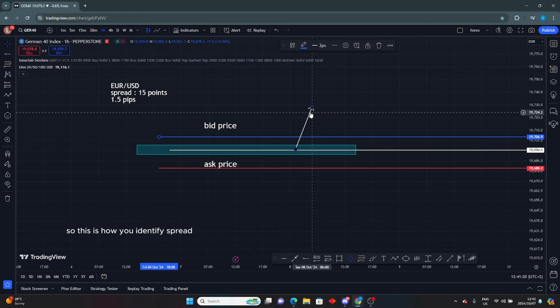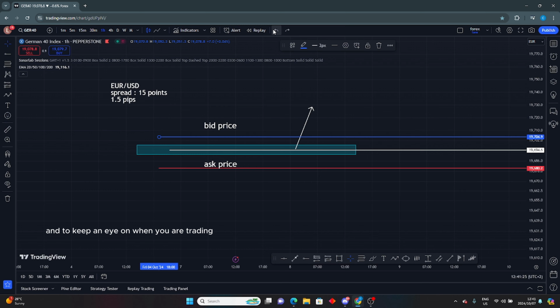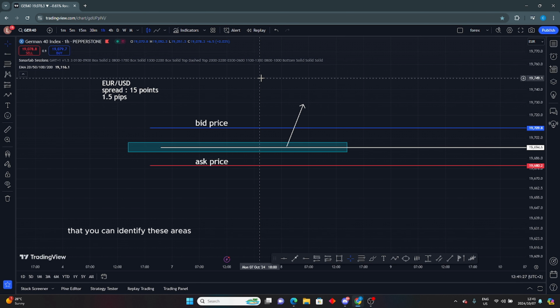So this is how you identify spread. It's very important to keep an eye on when you are trading, so that you can identify these areas and calculate the spread within your stop loss and take profit as well.